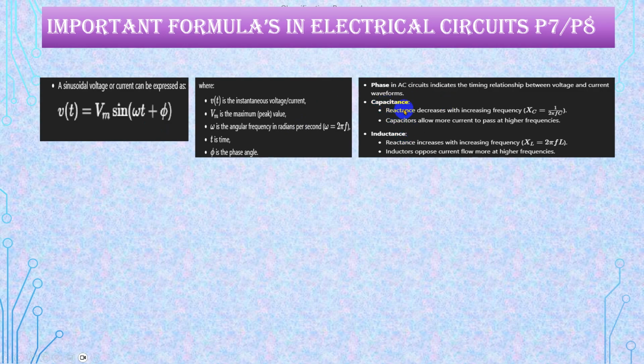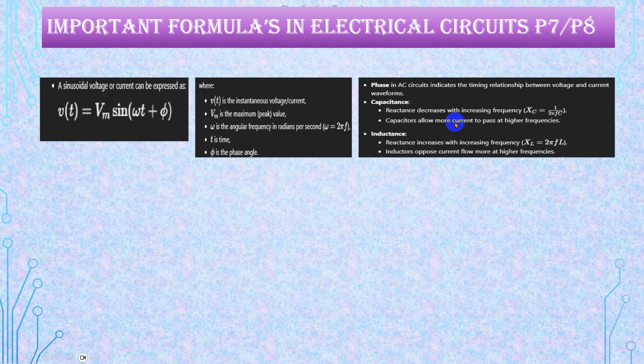Now capacitance, in terms of reactance, admittance and impedance. Capacitance with reference to the AC circuit is called reactance, which decreases with an increase in frequency. That is, Xc is equal to 1 by 2 pi f c, the capacitive reactance. Whenever frequency increases, the value of the reactance will decrease. Compare with inductance, where XL is equal to 2 pi f L, which is proportional to frequency.